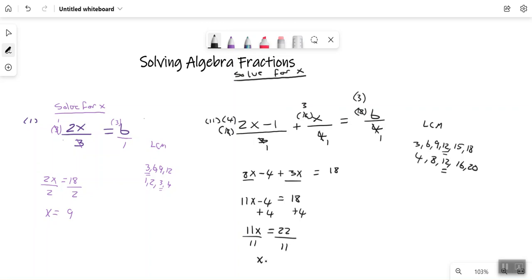And x then is going to be equal to 22 divided by 11, which is equal to 2. Okay, so x is equal to 2, so that's our answer. So that's basically how to solve what's called solving algebra fractions.